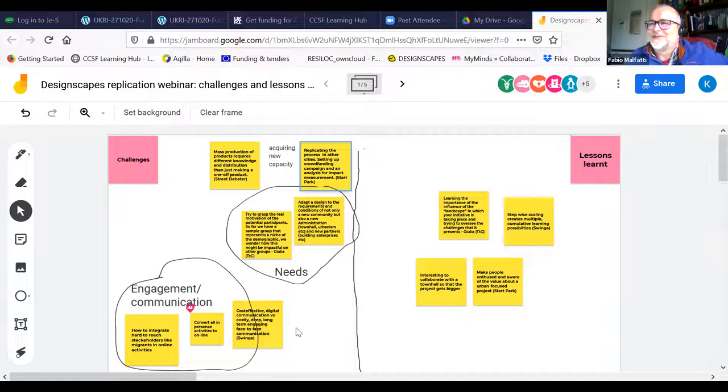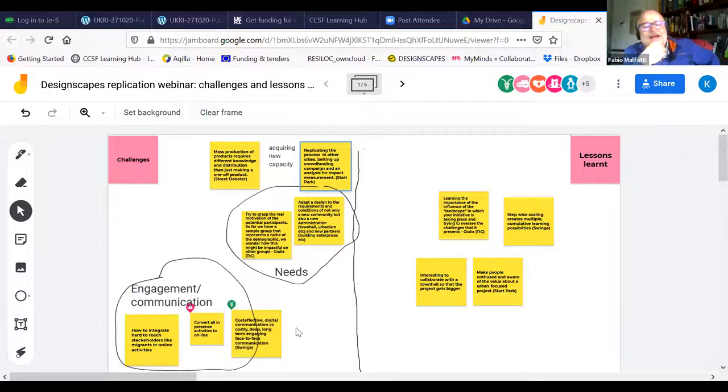Silence. Okay, I can start if no one else wants to. Just literally a minute, explain a little bit more about the point that you put on, and then we'll move to the next cluster.